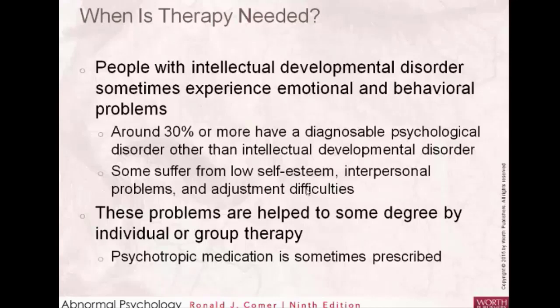But a person who is diagnosed with these learning difficulties might also have things like anxiety issues or depression issues or behavior problems. As I said, ADHD is often comorbid with intellectual disability. So about 30% of individuals who have an intellectual disability would also meet criteria for another diagnosis. And so individual therapy or group therapy can be helpful here. Sometimes psychotropic medications might be prescribed to try to help an individual that has emotional or behavioral problems. But you also have to keep in mind that there are side effects associated with that as well.